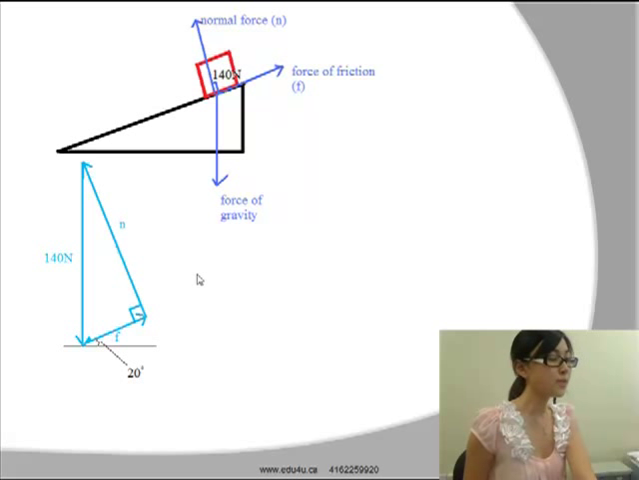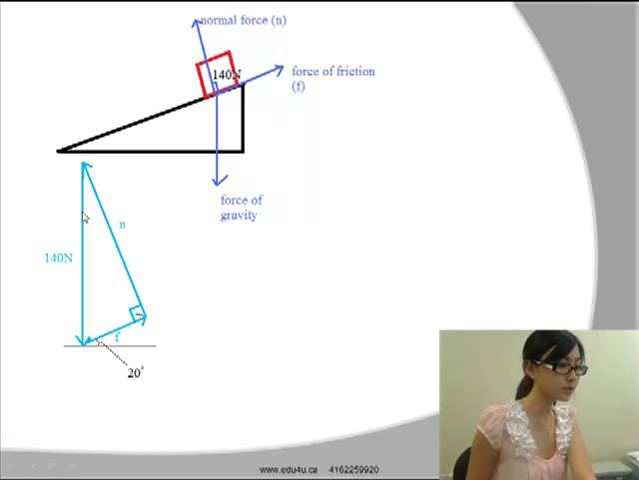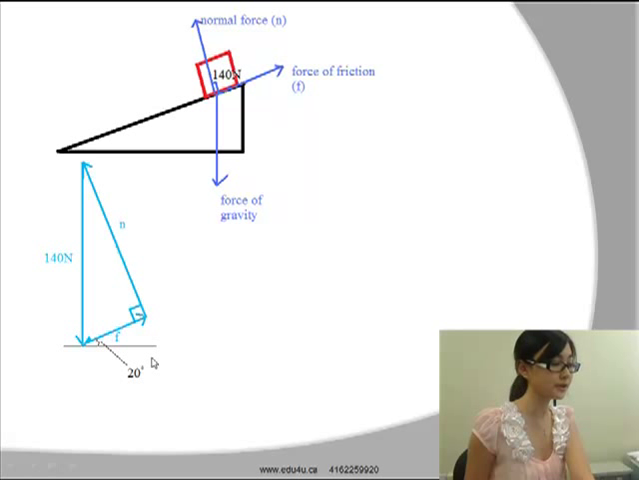Or we can draw it like this, vector addition. We know that the box is in equilibrium because it is not moving. Therefore, we know that when these three forces are added together, we will have a resultant vector of 0. And that will look something like this. This line, being the force of gravity, is 140 newtons. This line is the friction, which we don't know yet, and it's what we're trying to find out. As well as this line, we don't know what it is yet. This is the normal force.